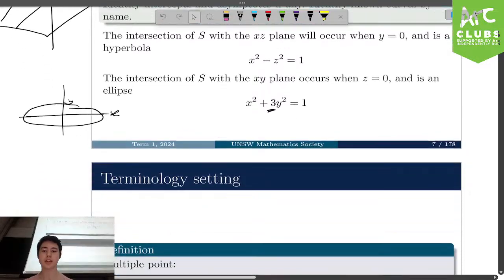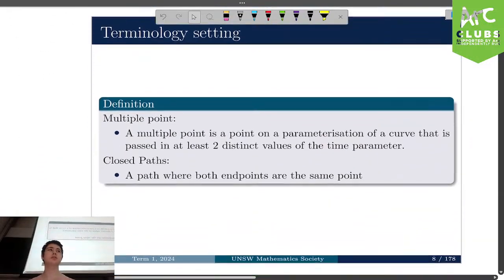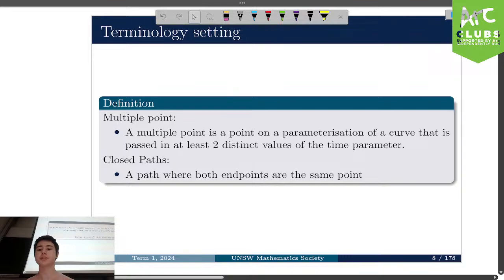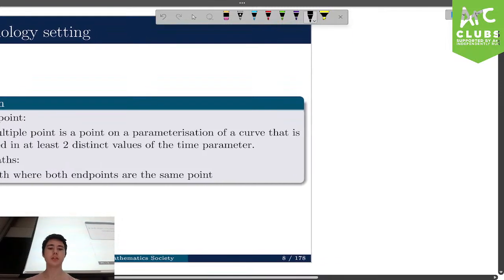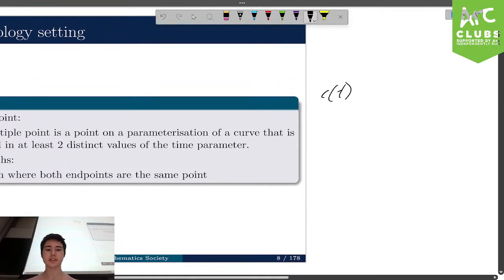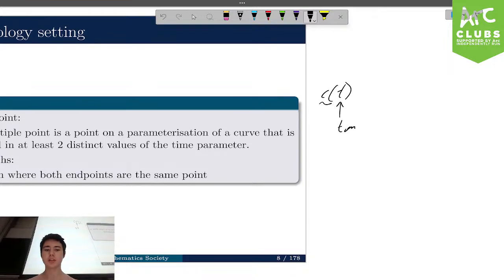Okay, and so that is that question done, and we're going to just re-clarify some of our terminology. So a multiple point is a point on the parameterization of a curve that is passed in at least two distinct values of the time parameter. Mind you, these curves that we're talking about are some function denoted by c for some parameter. We can call it time because sometimes we talk about the velocity of the curve and things like that. And so it's just easy to define it in that sense.